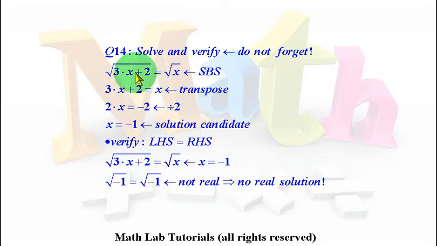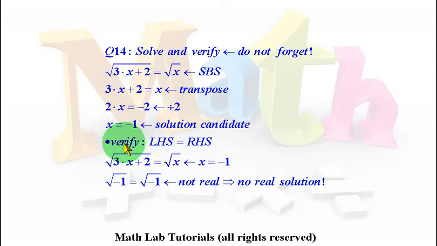When we do that, on the left-hand side, we get 3x plus 2. On the right-hand side, we get x. And again, we transpose. We get 3x minus x is 2x. And then the 2 comes over to the right-hand side. We get negative 2. Divide both sides by 2 to solve for x. And we get x equals negative 1 as our solution candidate.